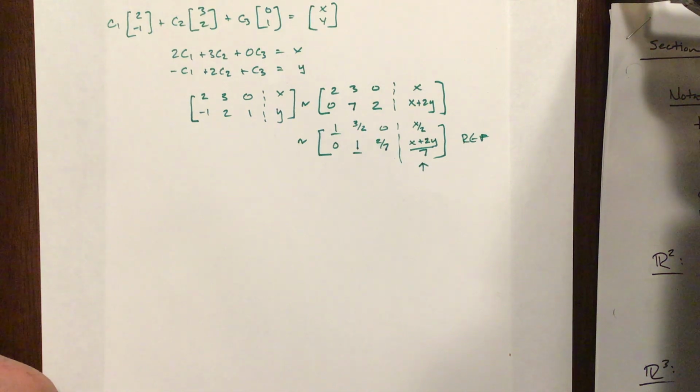But you can see that there's never going to be a pivot in the augmented column, and so this system will be consistent. It will have a solution.